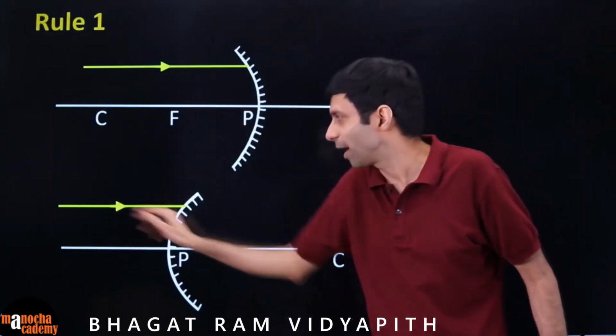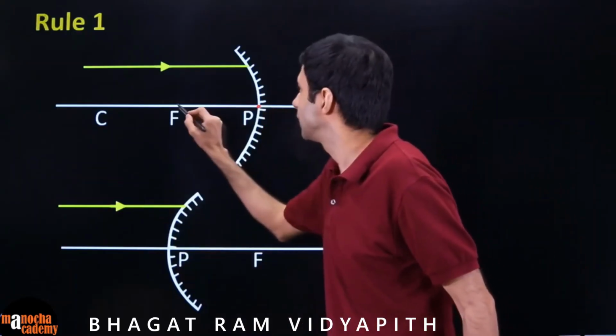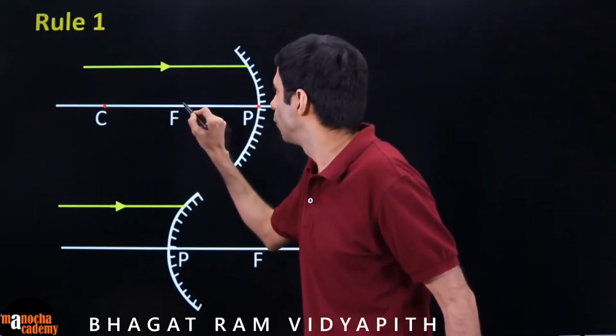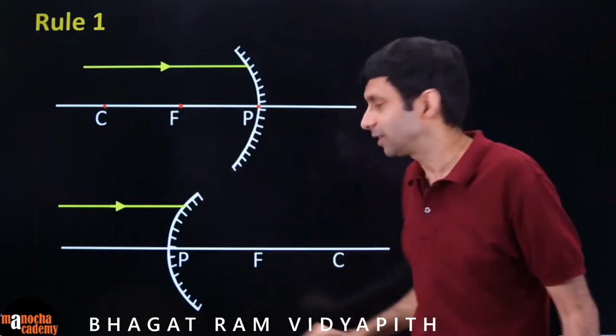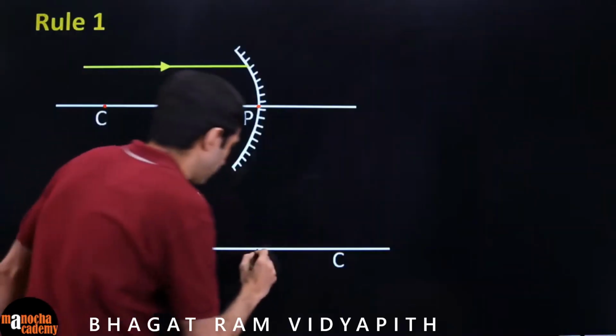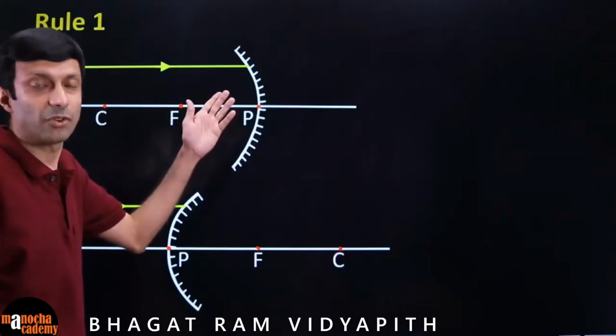Can you see? It's drawn parallel to the principal axis. And this is the pole, the center of the mirror. This is the center of curvature. Focus is exactly between P and C. And similarly here for a convex mirror: P, F and C. So now where does this ray go?